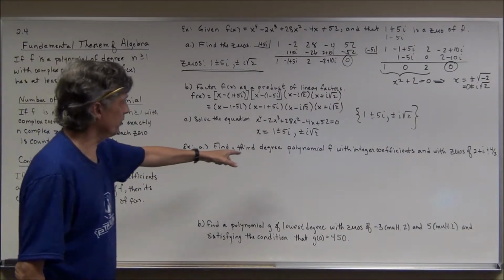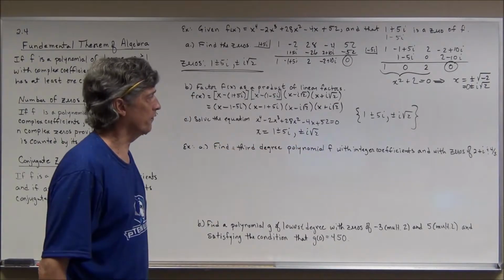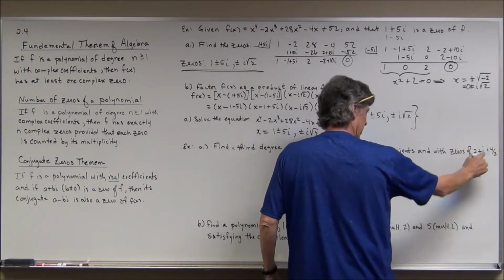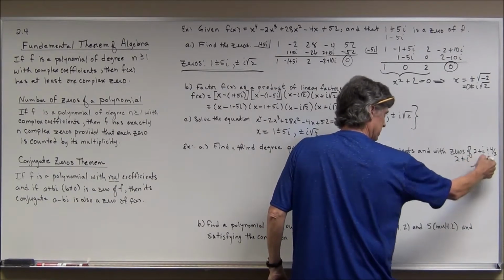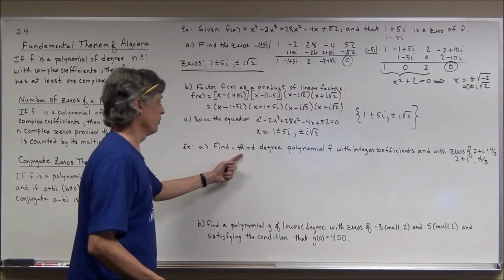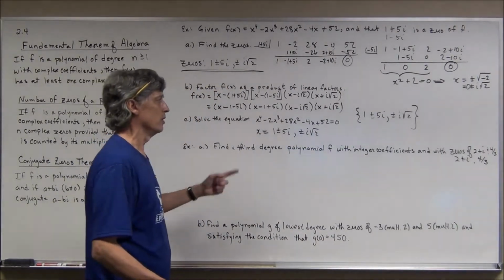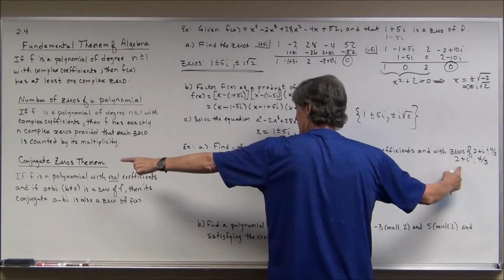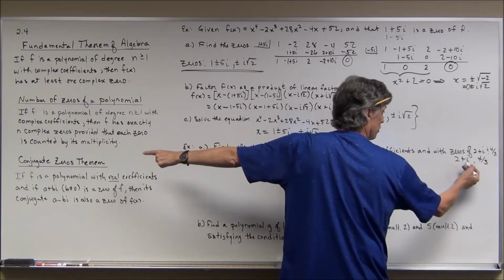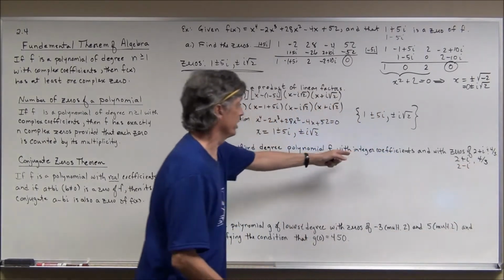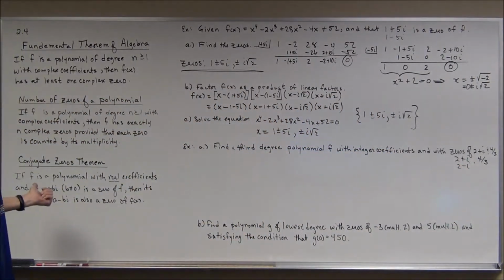Now the one below is a little different here. It says find a third degree polynomial f with integral coefficients, and the zeros are 2 plus i and 4/3. Well, if it's a third degree or a cubic polynomial, this is only 2 zeros, this is a third zero, and we go back to the conjugate zero theorem. If 2 plus i, then 2 minus i as well, because we're looking at integral coefficients, which are real numbers.